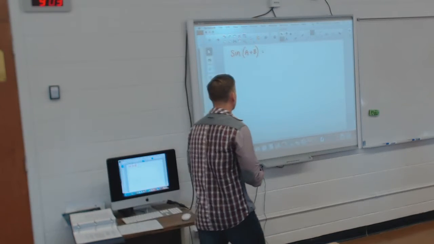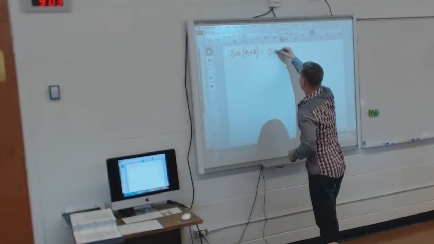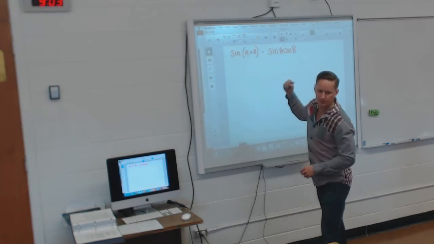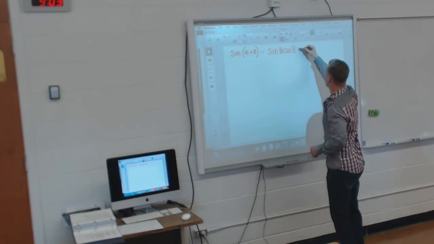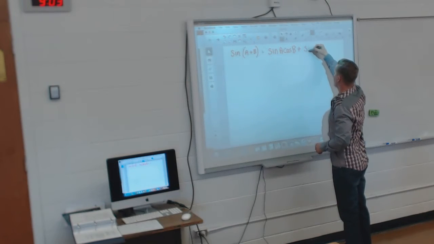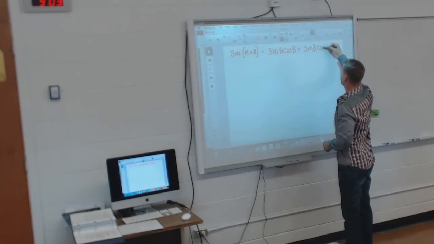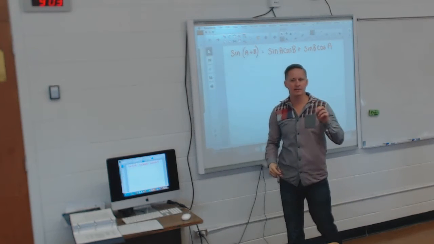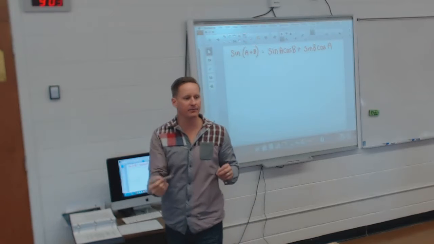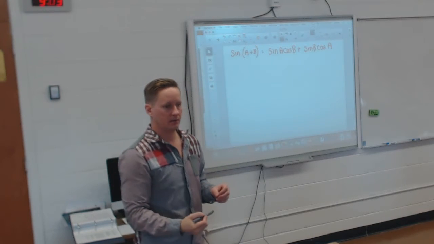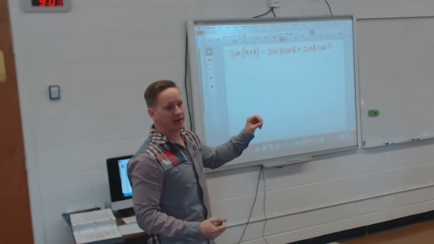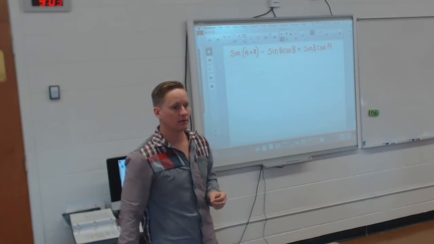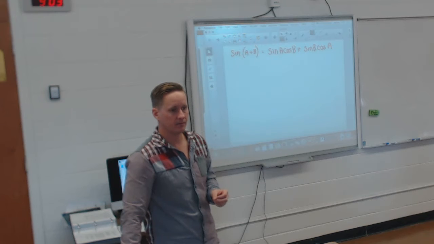Okay, what that equals is this: sine A cos B, plus sine B cos A. This right here, when I add 2 angles together and I take the sine of the 2 angles, they equal the sine of A times the cos of B plus the sine of B times the cos of A. Do you follow what I'm saying here?